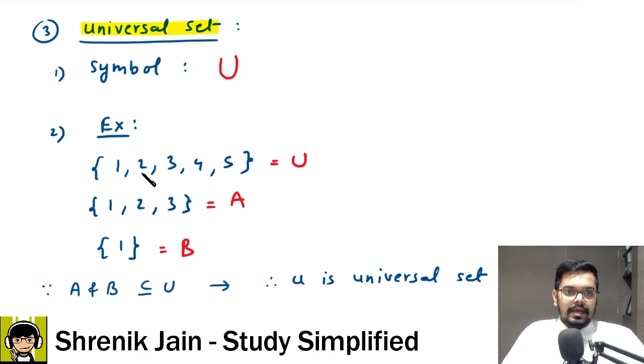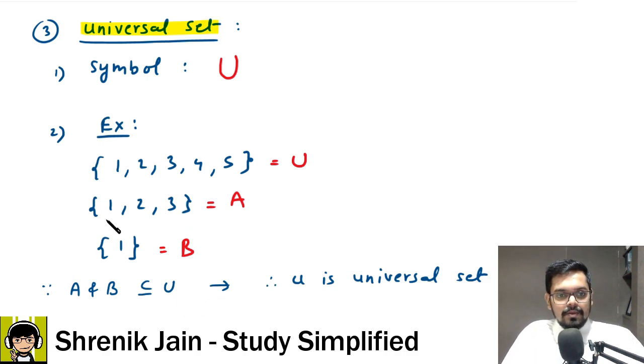So U symbol. Example, suppose I have a set 1, 2, 3, 4, 5. And from this, I am telling you the first three numbers. A is what? The first three numbers. So 1, 2, 3. B is what? Only the first number. So if I see A and B, then A and B are made from the universal set. Like you and your father are made from the grandfather. So grandfather is the universal set. So A and B are actually subsets of U. So U is known as the universal set.